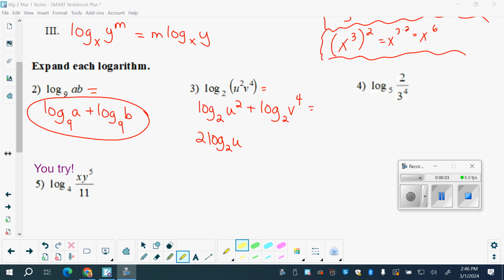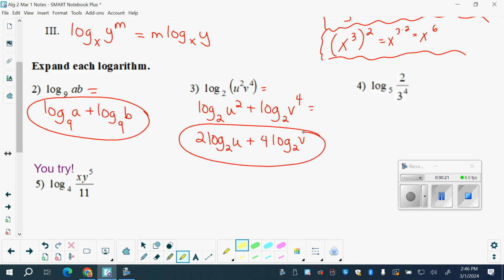So we're going to rewrite this as 2 log base 2 of u plus what? What do we do with the 4? We move it to the front. So 4 times the log base 2 of v. So 2 steps there. We rewrote it as log base 2 of u squared plus log base 2 of v to the 4th. And then we moved our exponents to the front, the second step.